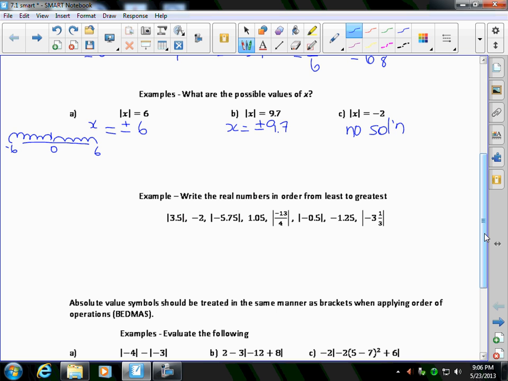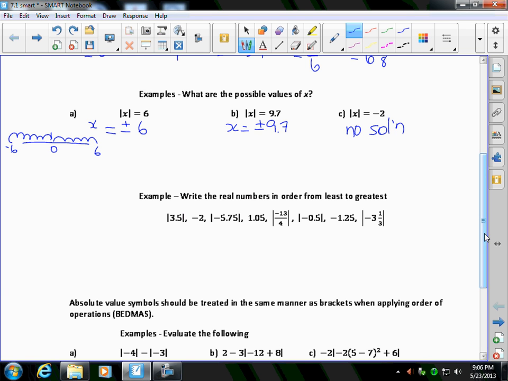So the next example says, write the real numbers in order from least to greatest. What you want to do is take off the absolute value signs and then put them back in the order that they're given. Since we have decimal values in here, if there are any numbers that aren't decimal, we're going to put them into decimal form.